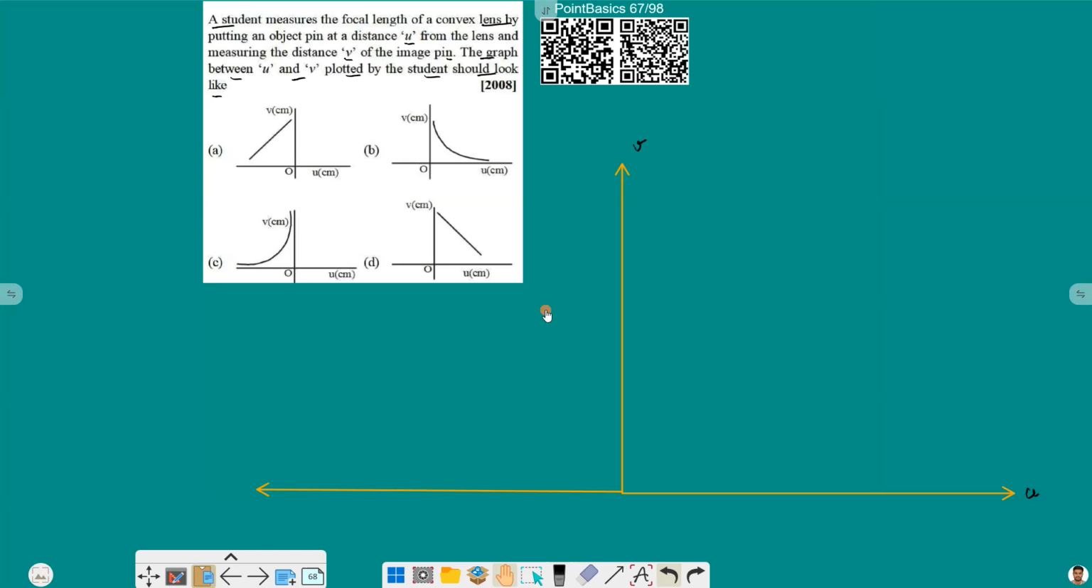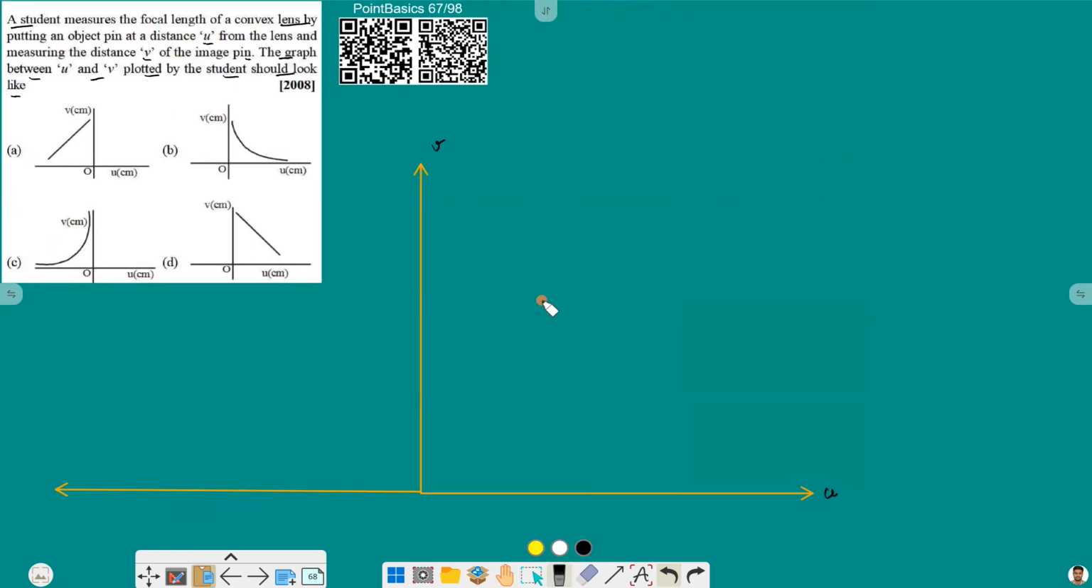Now for a lens, we have the lens formula that 1 by v minus 1 by u is equal to 1 by f. Here f is constant. So from this we can write 1 by v is equal to 1 by f plus 1 by u. This will give us (u plus f) by fu, and from that v becomes fu by (u plus f). Now if we discuss cases, initially u is infinite, and basically it is going to be minus infinite, because u is considered negative when the object is on the left side of the lens.